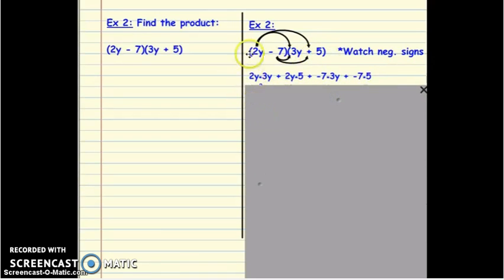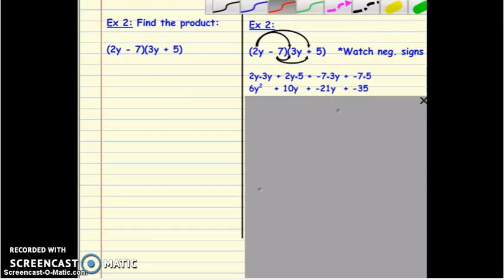So our 2y times 3y is going to give us 6y squared. Our 2y times 5 is going to give us 10y. Then we move into the inside. We did negative 7 times 3y, and that's going to give us negative 21y. And negative 7 times 5 is going to give us negative 35. And again, our last step is always to simplify.